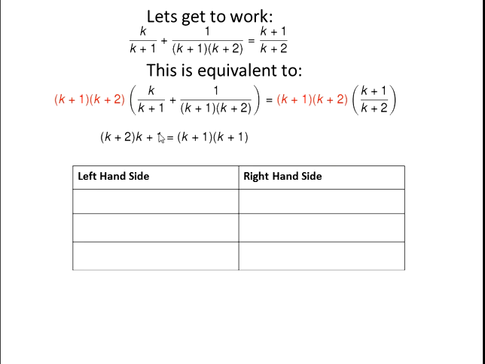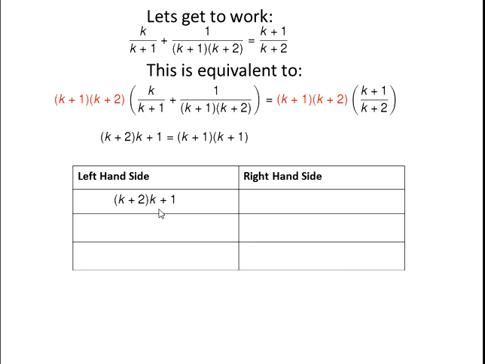You simplify the left-hand side, see what you get. Simplify the right-hand side, see what you get. And if you get the same things on the left-hand side as you get on the right-hand side, then the equation is equal. So let's do that with the left-hand side.